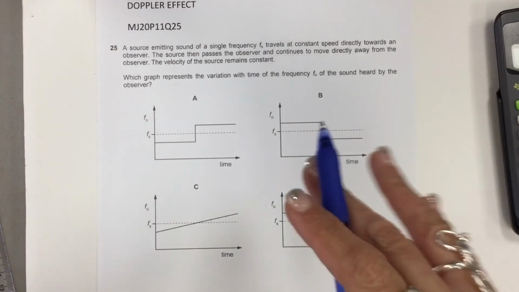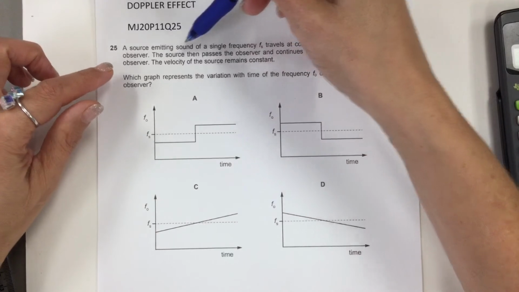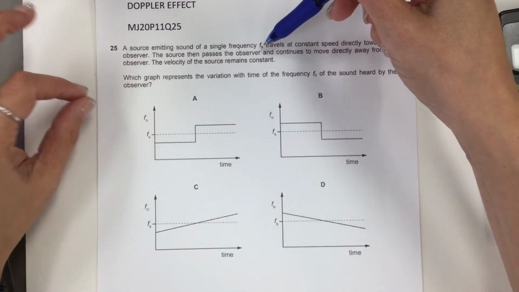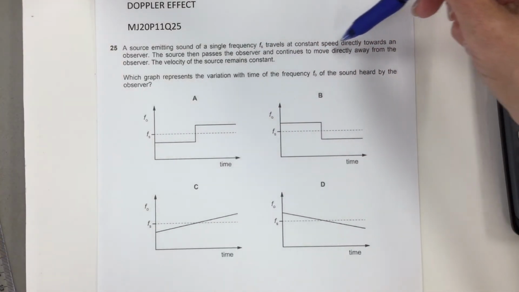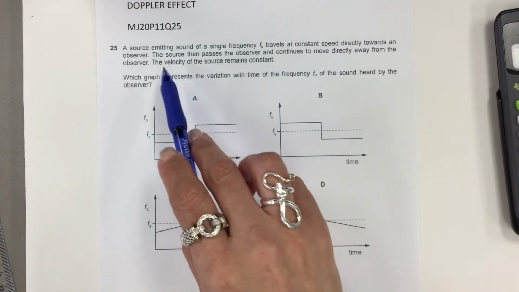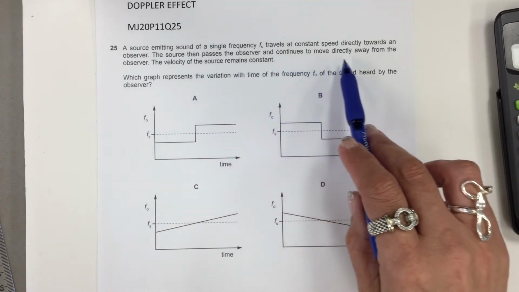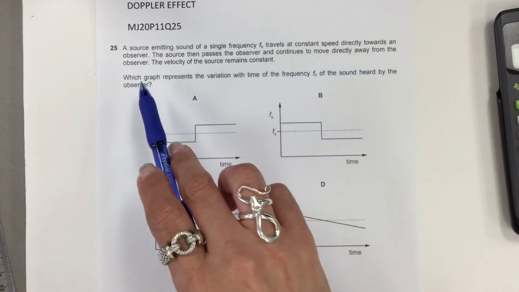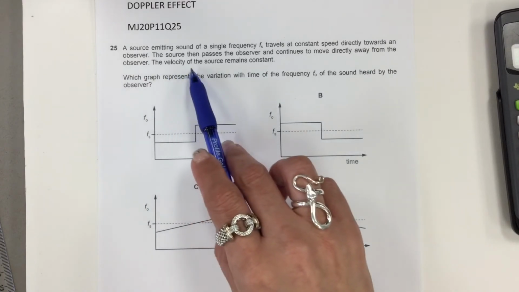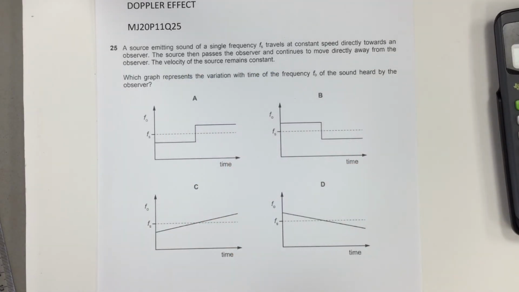Doppler effect using graph analysis. A source emitting sound of a single frequency Fs travels at constant speed directly towards an observer. The source then passes the observer and continues to move directly away from the observer. The velocity of the sound remains constant. Here is a visual illustration.